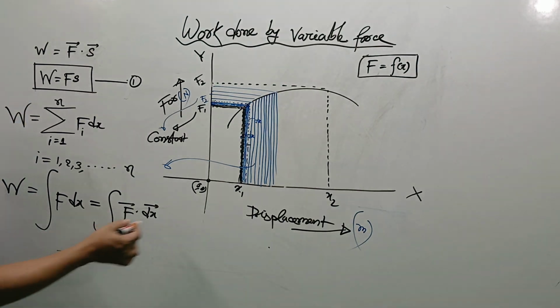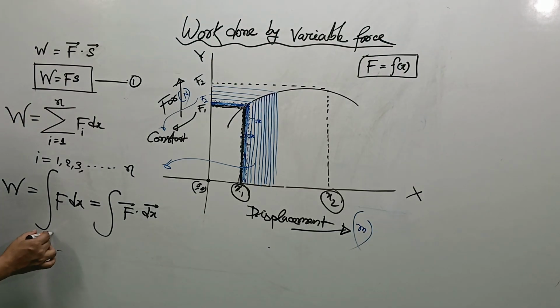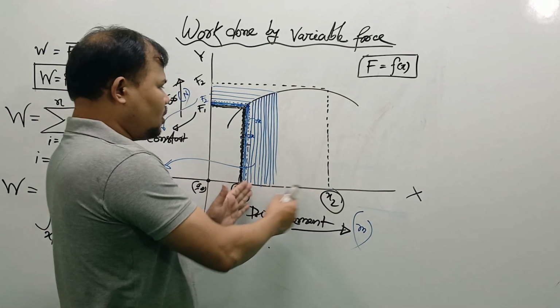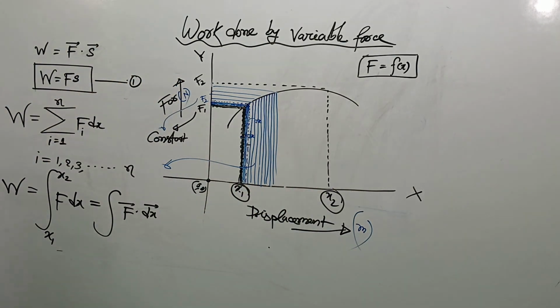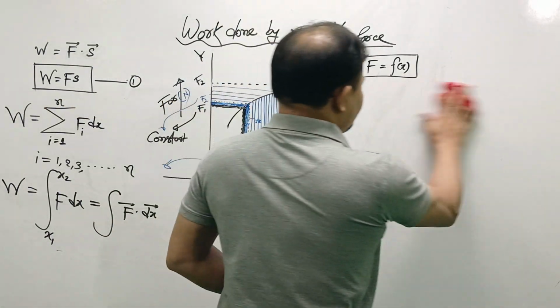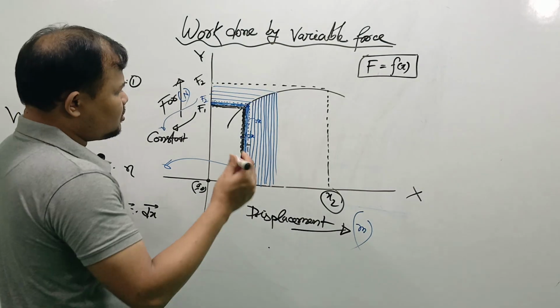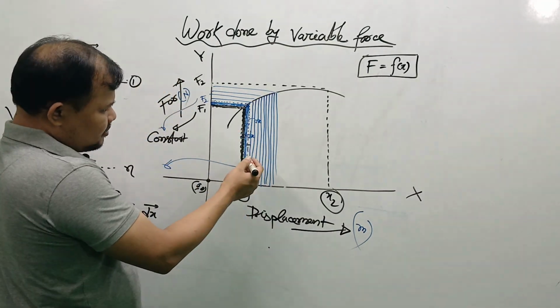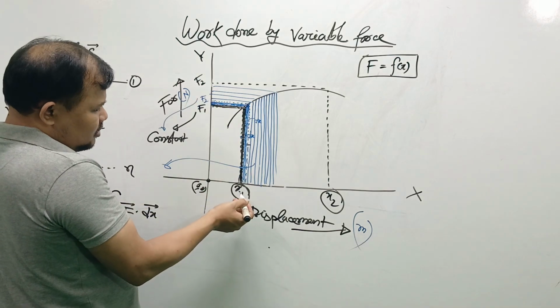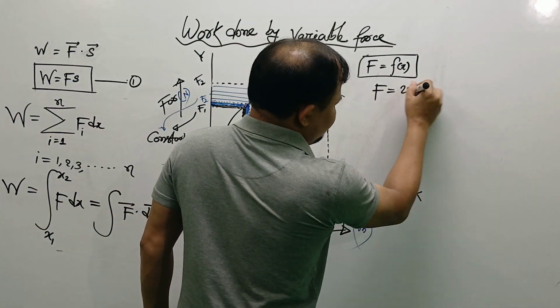After putting the region within x1 and x2, we can find out the work between x1 and x2. This is the limit. Within this limit, we find out the total work. Now I will try to give you a very special example, then you will clearly understand. Suppose this is the function, displacement and force is a function. Suppose the function is 2x.